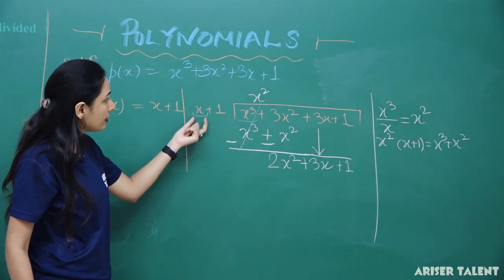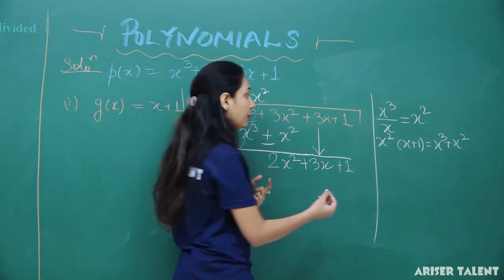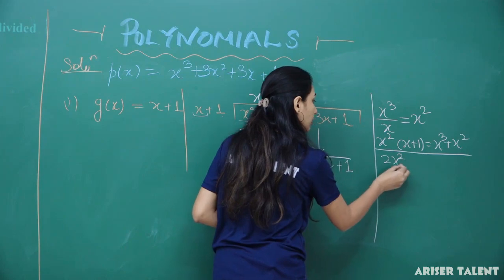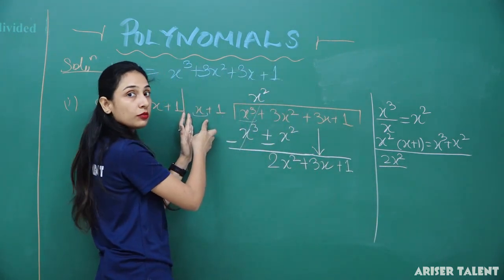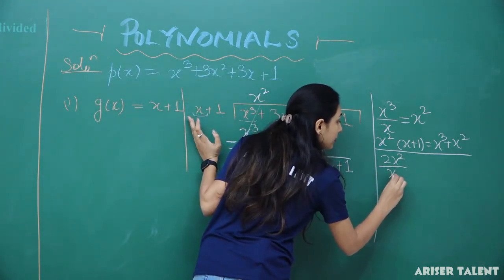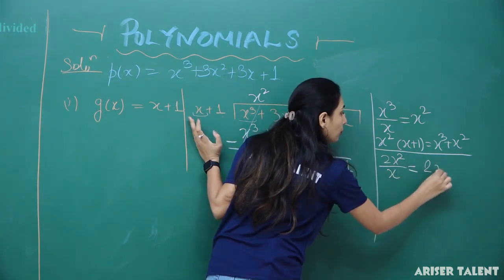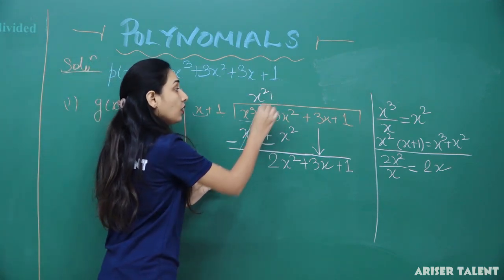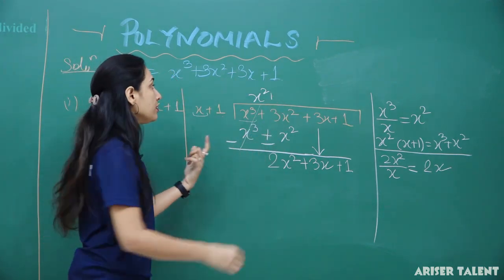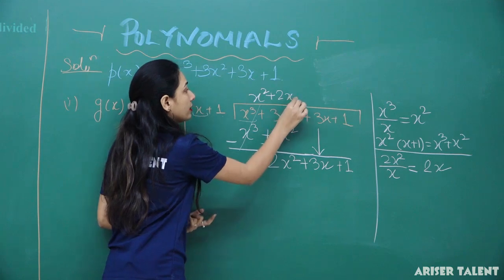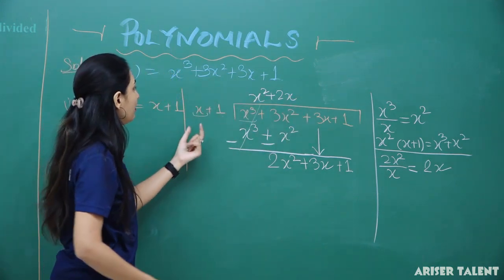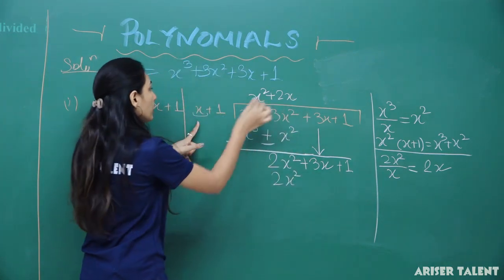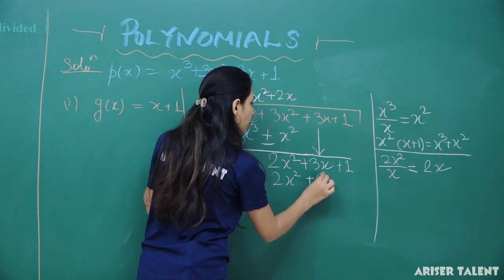Now you are having this x and this 2x square, same process again. The second step: 2x square, the first term, divided by the first term of this divisor, and you will get 2x here. Now which sign, plus or minus? Plus, so plus 2x. Now simply multiply it: 2x multiplied by x is 2x square and 2x multiplied by plus 1 is 2x.